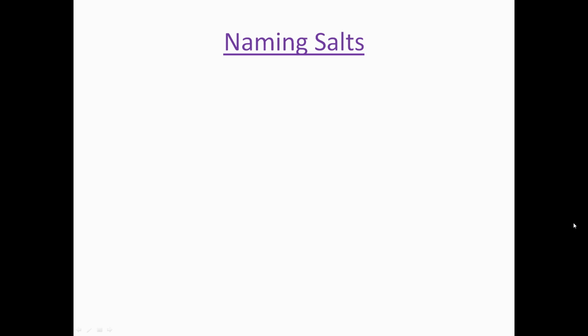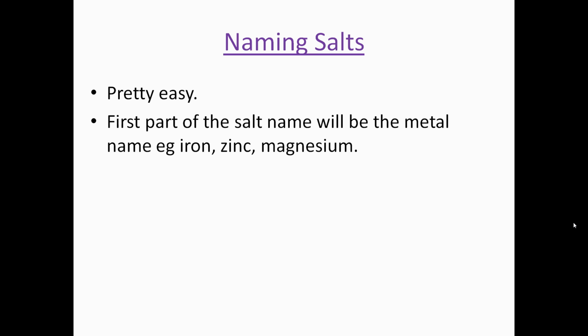Now, we've talked about salts. So a salt is basically a metal with something that's not a metal attached to it. They are ionic compounds, and it's really easy to name them from an equation. For example, the first part of the salt name will always be the name of the metal. For example, what you put on your fish and chips, that salt is sodium chloride. The first part of the name is sodium. It's the name of the metal. But it could be iron, it could be zinc, it could be magnesium, it could be literally any other metal on the periodic table.